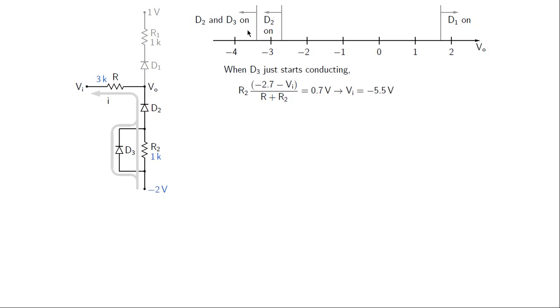That means D2 and D3 are both conducting. What is VO? VO is minus 2 volts minus 0.7 volts minus another 0.7 volts. So VO is then minus 3.4 volts. So in this region VO is constant, and that is equal to minus 3.4 volts.